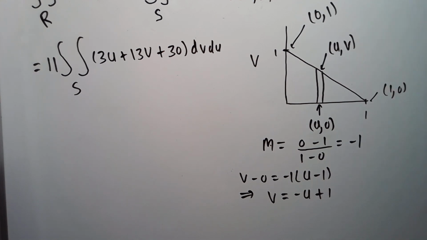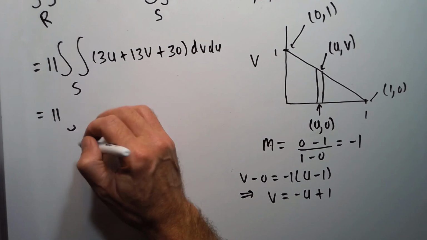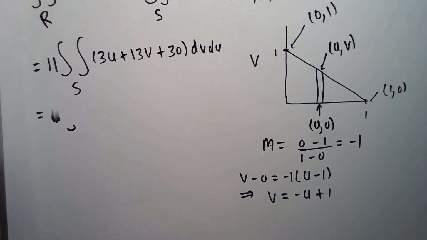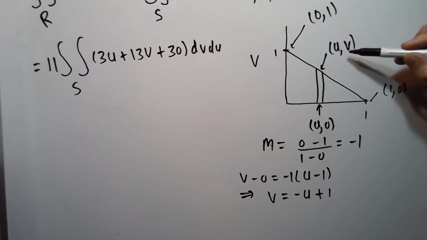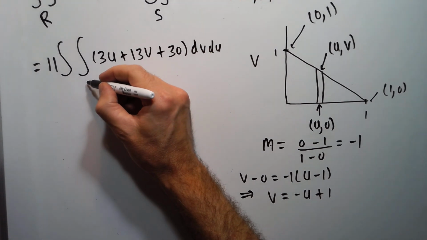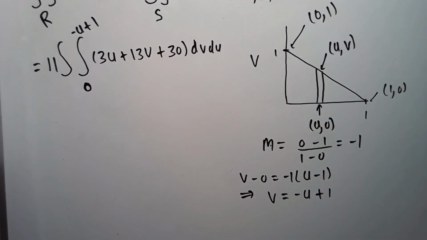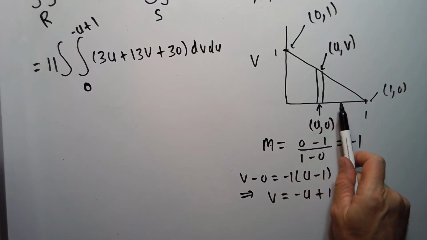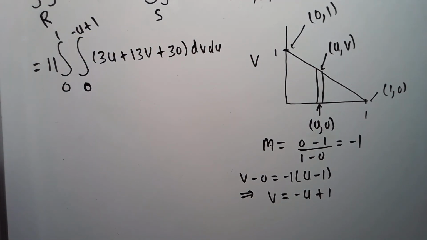Okay, so now we can do the limits on our integral. So let's do it here. This strip goes from 0 to v, but v is negative u plus 1. It's going to go from 0 to minus u plus 1. And u is going to go from 0 to 1. So that would be your integral. Okay, so let me just erase this picture now.